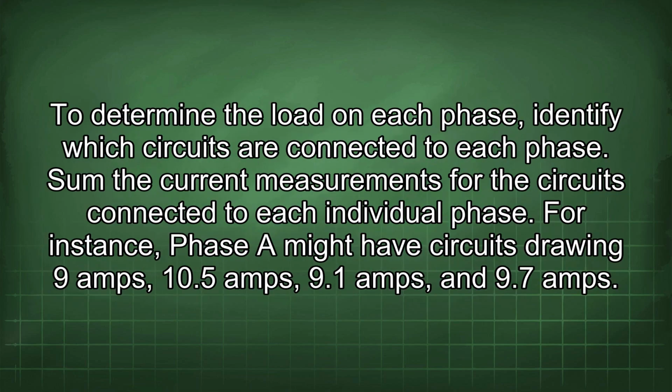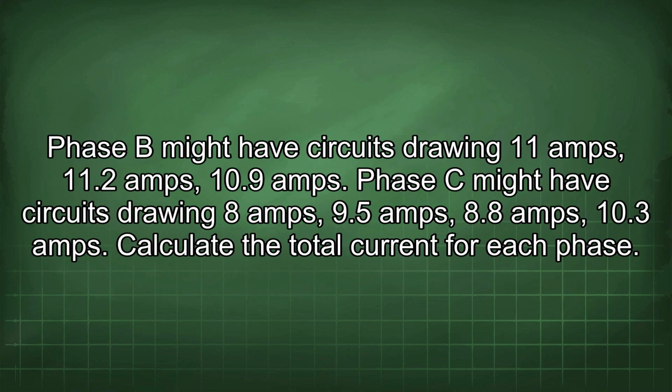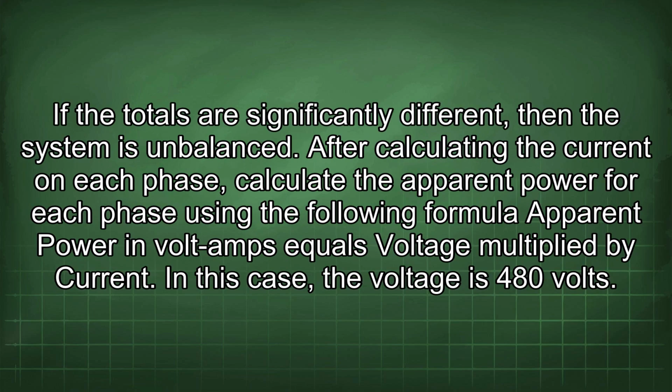To determine the load on each phase, identify which circuits are connected to each phase. Sum the current measurements for the circuits connected to each individual phase. For instance, phase A might have circuits drawing 9 amps, 10.5 amps, 9.1 amps, and 9.7 amps. Phase B might have circuits drawing 11 amps, 11.2 amps, 10.9 amps. Phase C might have circuits drawing 8 amps, 9.5 amps, 8.8 amps, 10.3 amps. Calculate the total current for each phase. If the totals are significantly different, then the system is unbalanced.